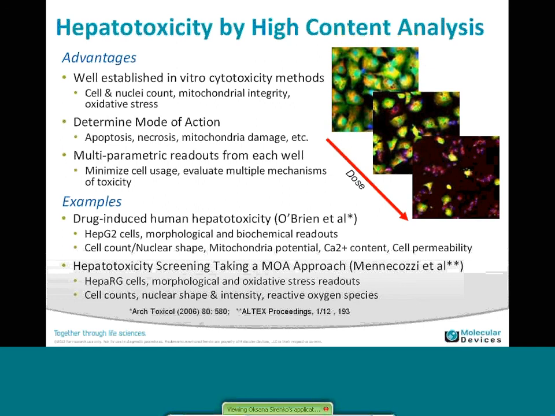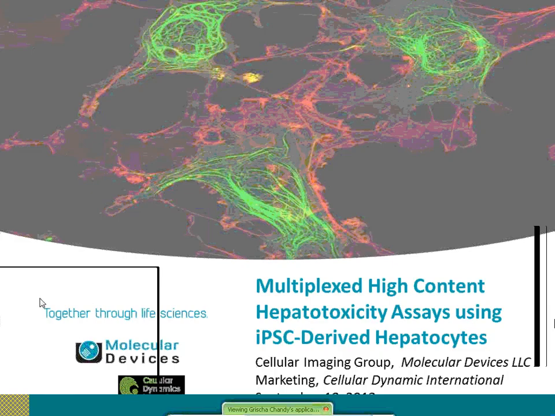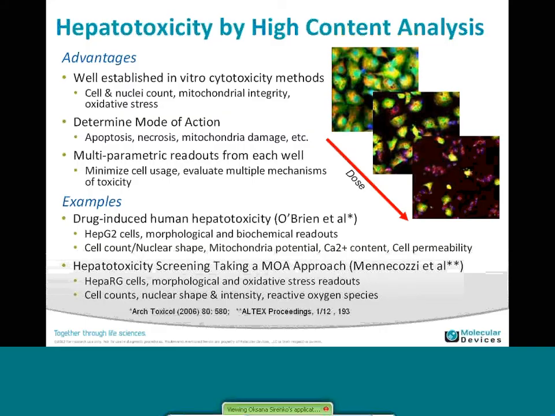So high-content analysis methods are well established for in vitro toxicity studies. They include cell count and nuclear characterization, as well as mitochondrial integrity or oxidative stress. High-content analysis methods allow us not only to define the fact of toxicity, but also to determine the mode of action, whether it's apoptosis, necrosis, or mitochondrial damage. Multi-parametric readouts from each well allow minimized cell usage and also evaluation of multiple mechanisms of toxicity.